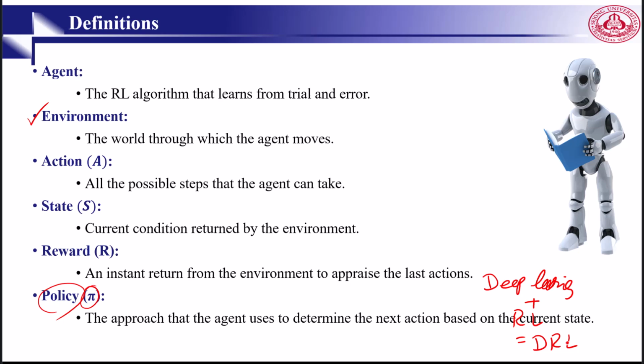Then we have the reward signal. The reward signal defines the goal in an immediate sense. At each time step, the environment sends a signal, a number, that is the reward to the agent. The agent's sole objective is to maximize the total amount of reward it receives. This is how we tell the agent what we want it to achieve, but not how to achieve it, right? So their goal is to maximize their reward.